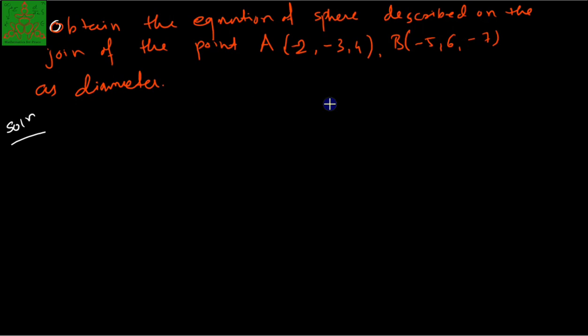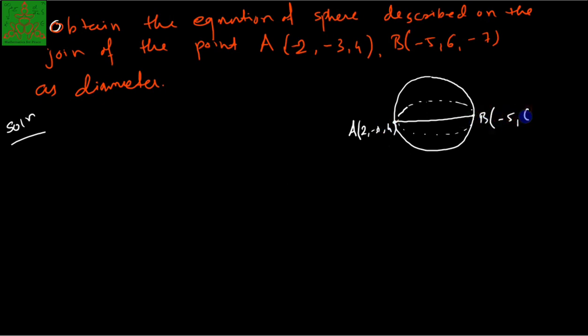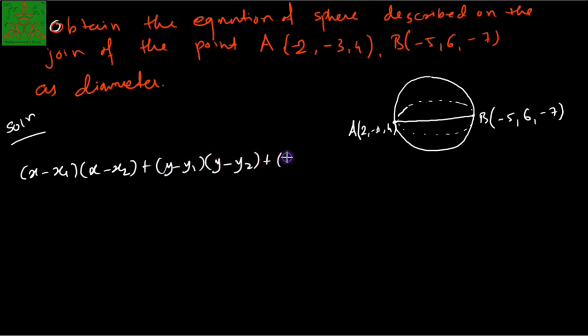First of all, what is given in this question? Suppose this is the sphere, a 3-dimensional object, and the extreme points of the diameter are given, that is A, which is (2, minus 3, 4), and B, which is (minus 5, 6, minus 7). As the extreme points of a diameter are given, the equation of the sphere can be represented as (x minus x1) into (x minus x2) plus (y minus y1) into (y minus y2) plus (z minus z1) into (z minus z2) equal to 0.